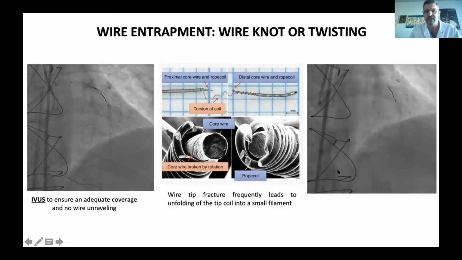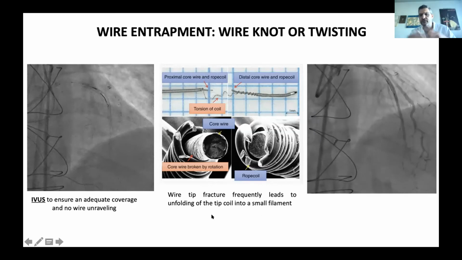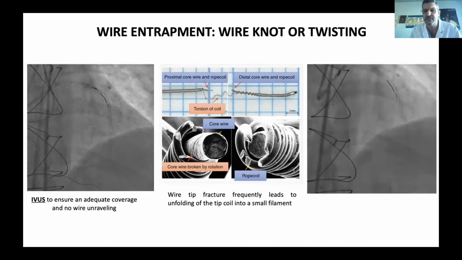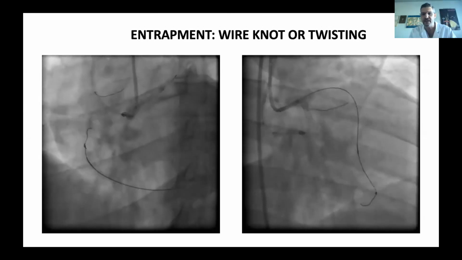With this final result. And because a tip fracture frequently leads to unfolding of the tip coil, so a sort of decoiling of the wire, it's very important to check for a complete sealing of the wire.